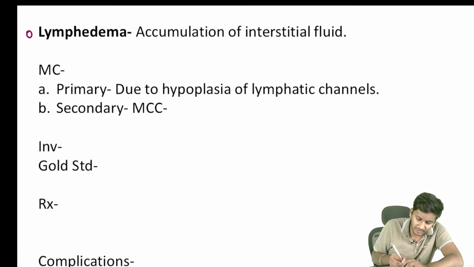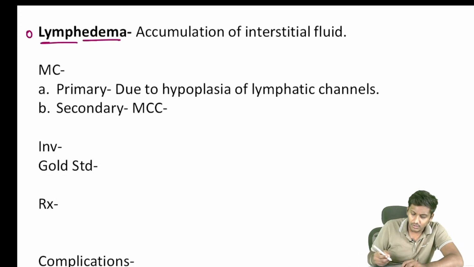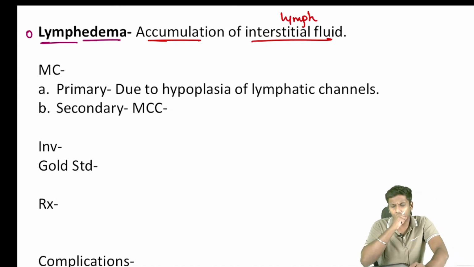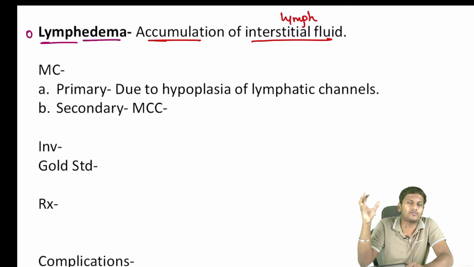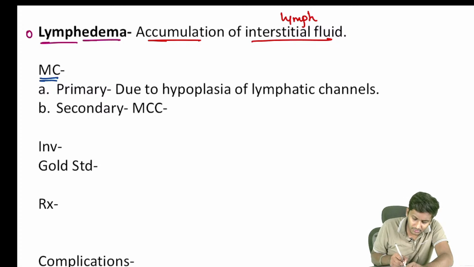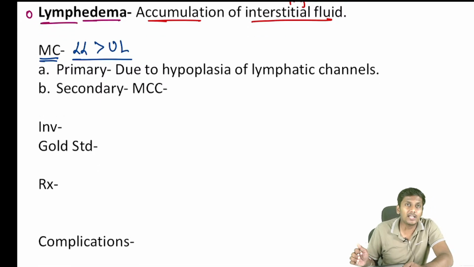So if I talk about lymphedema, edema is nothing but collection of fluid. But which fluid? Lymph. So lymphedema is nothing but accumulation of interstitial fluid. Interstitial fluid is nothing but lymph over here, so you can call it lymph also. So accumulation of lymph or collection of interstitial fluid is what is called lymphedema. Important is it more commonly occurs in the lower limbs as compared to the upper limbs, just like any other condition we have seen till now. There are two types of lymphedema.